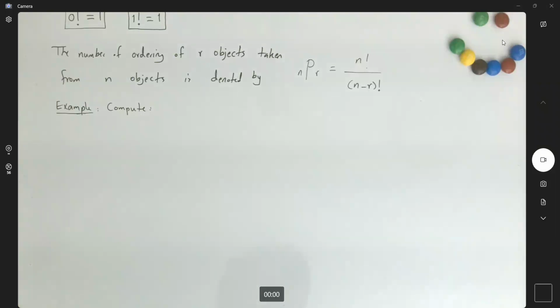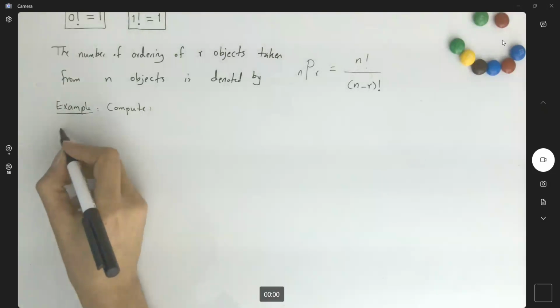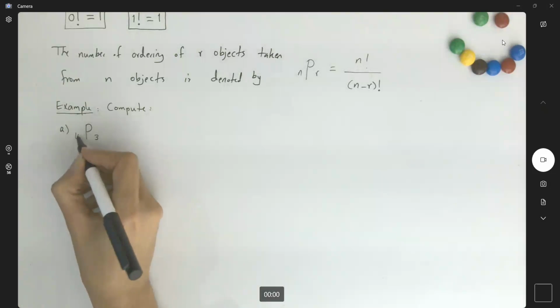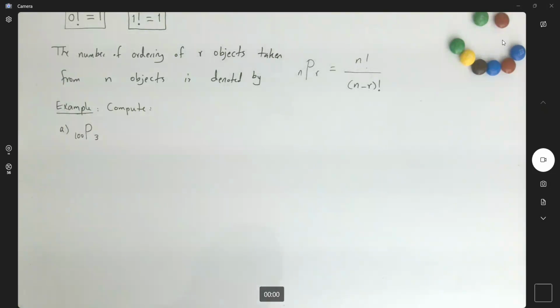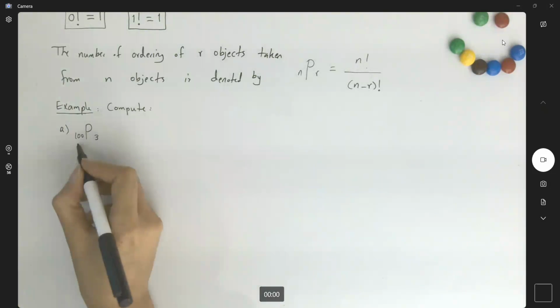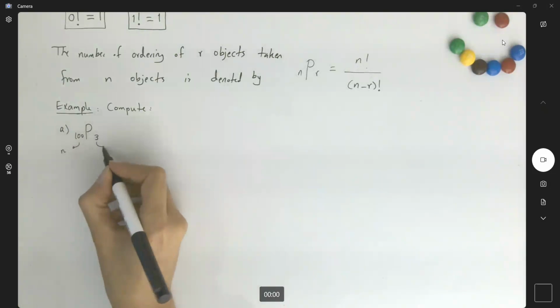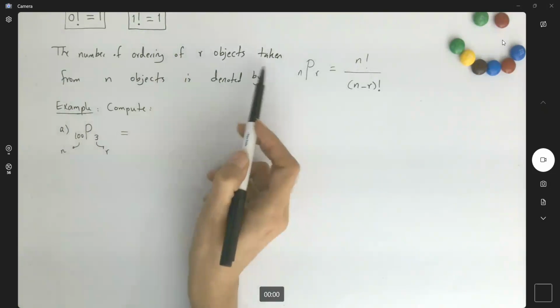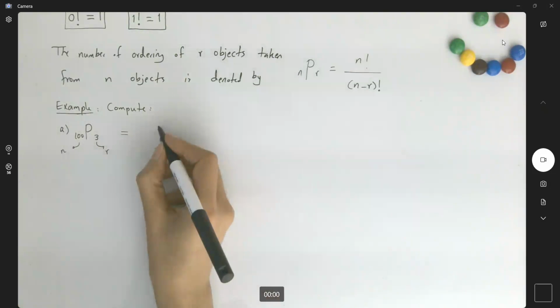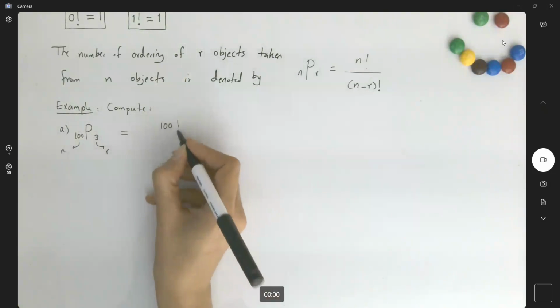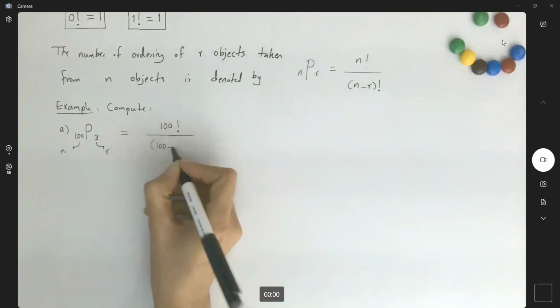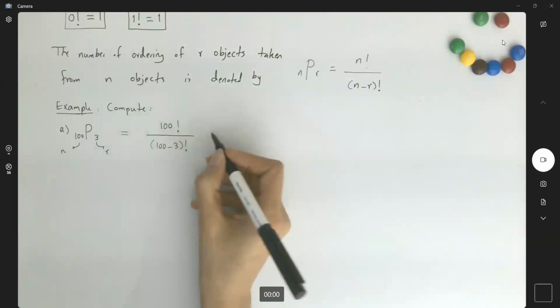Let's go over more examples here. Well, now we want to compute the permutation of 3 objects out of 100 objects, everybody. So n is 100, r is 3. Very good. Follow the formula. You have n factorial, 100 factorial, which is a huge number, divided by 100 minus 3 factorial.